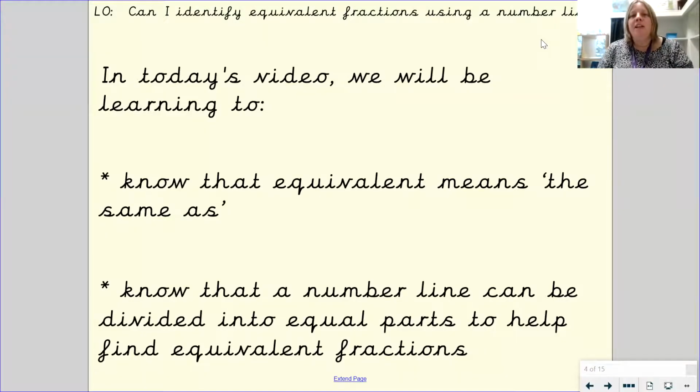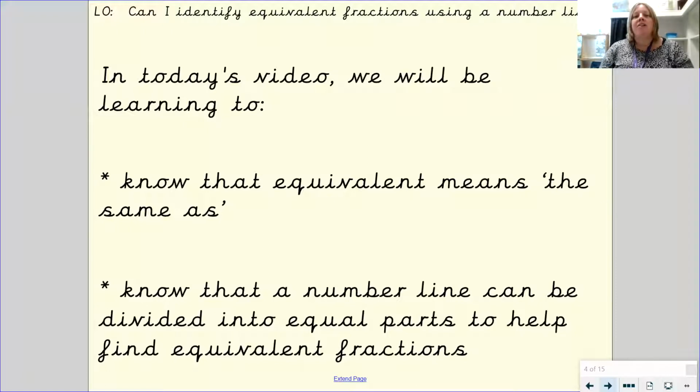Hello Year 4. In today's video, we will be recapping our knowledge from Year 3 so that we are able to identify that the word equivalent means the same as, and that we will also know that a number line can be divided in equal parts to help us to find equivalent fractions.